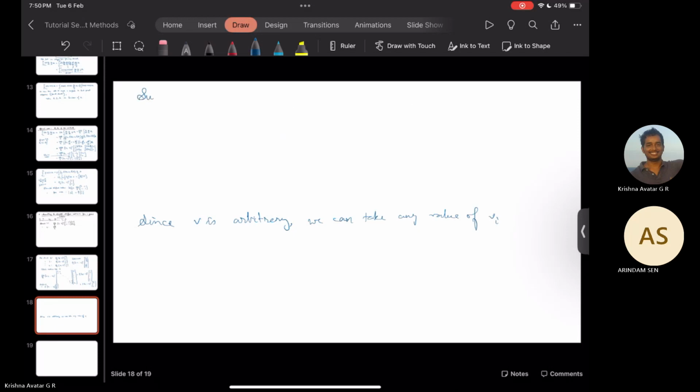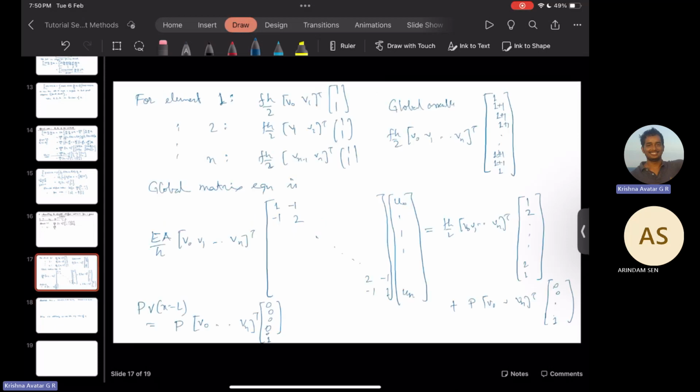substitute BCs. From BC, what we have is u of x equal to 0 is equal to 0. This implies that u naught has to be 0. Likewise, v of x equal to 0 is equal to 0 implies that v naught is 0. Right? So which means that having the first row and the first column doesn't make sense because it's anyway going to be multiplied throughout by 0.